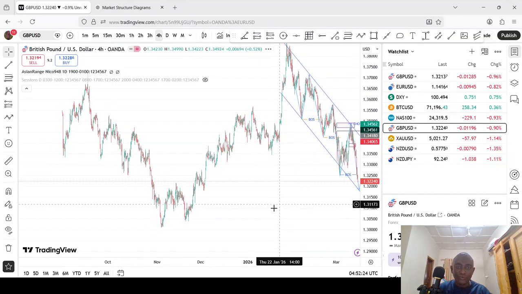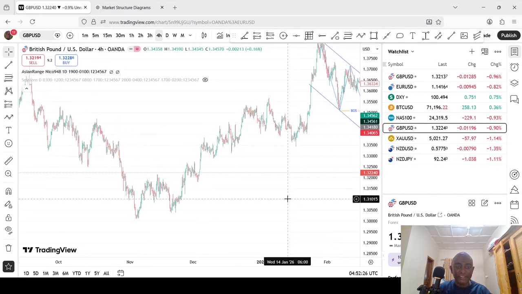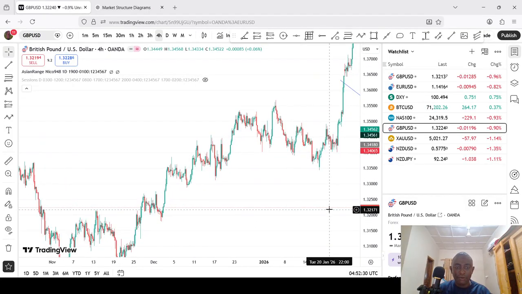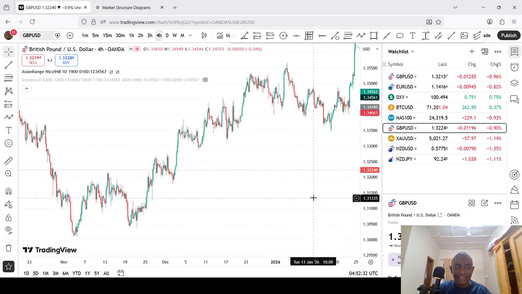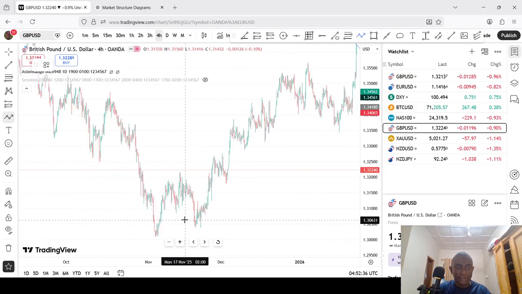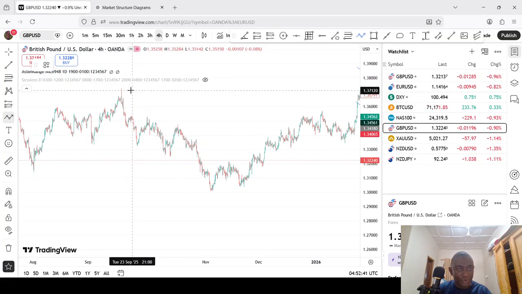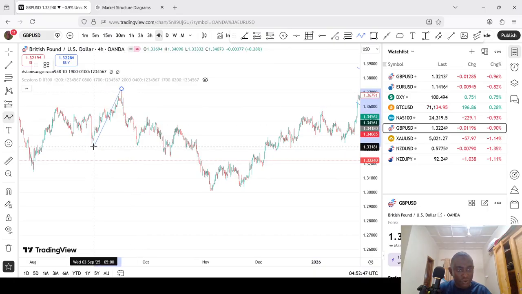Okay, let's see. This is another part. Here is a perfect example for an uptrend. So no, let me use the downtrend first. Before, price was coming like this. So from this point, it was expected to respect this low.